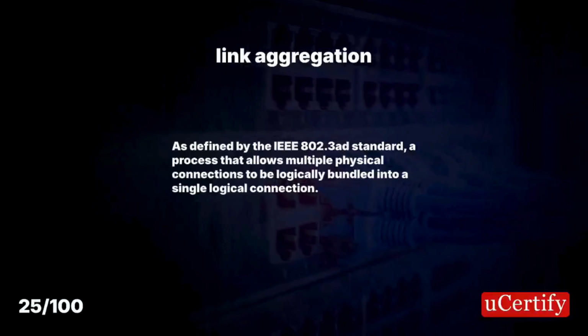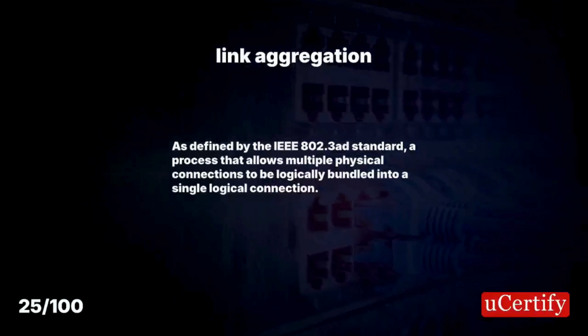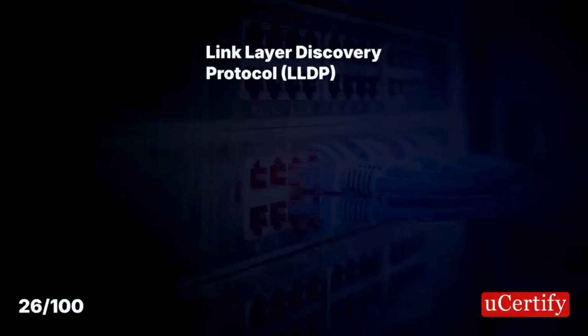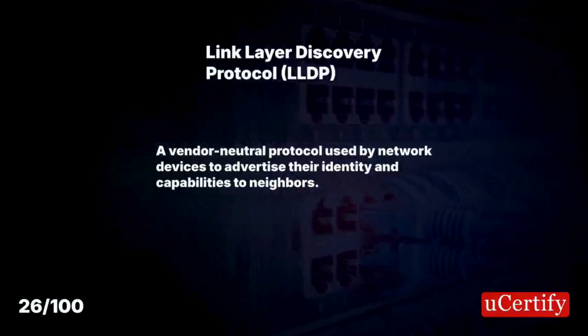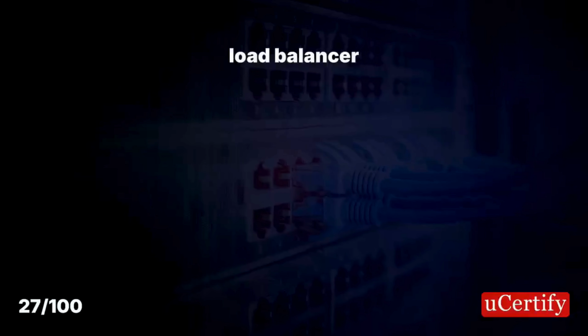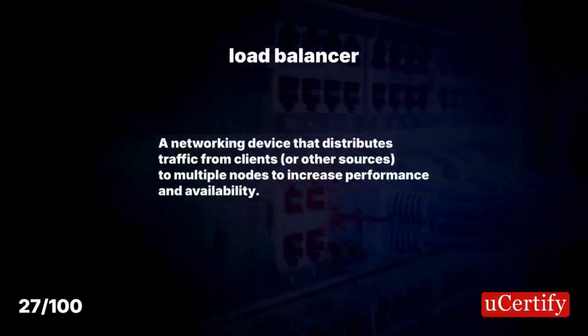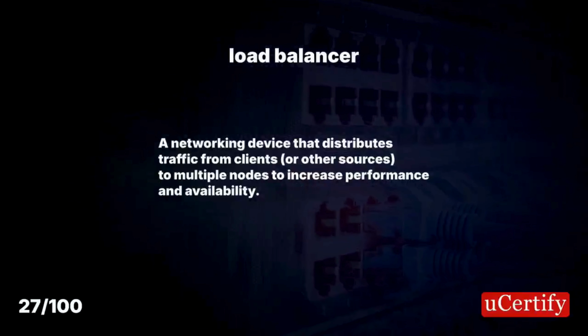Term: Link Aggregation. Definition: as defined by the IEEE 802.3AD standard, a process that allows multiple physical connections to be logically bundled into a single logical connection. Term: Link Layer Discovery Protocol, LLDP. Definition: a vendor-neutral protocol used by network devices to advertise their identity and capabilities to neighbors. Term: Load Balancer. Definition: a networking device that distributes traffic from clients or other sources to multiple nodes to increase performance and availability.